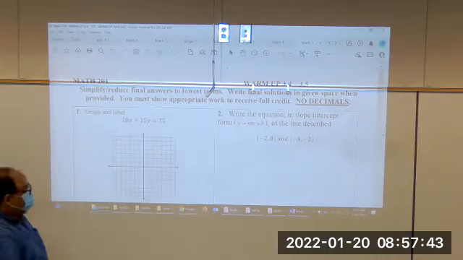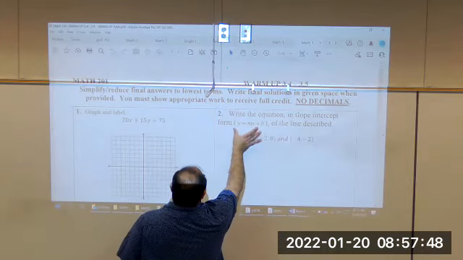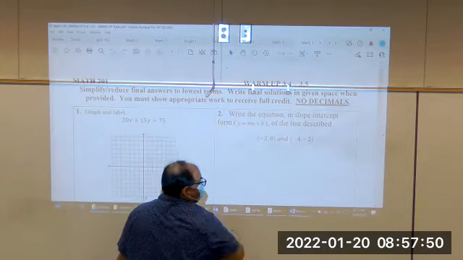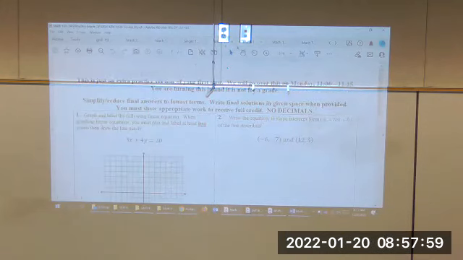Slope-intercept form, and right here, here's the clue. In the next question, hey, I should be using this over here. And you're even going to see it again. Little transparency when you take your test.